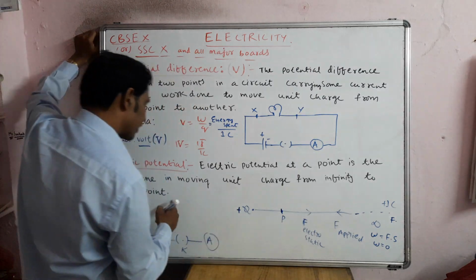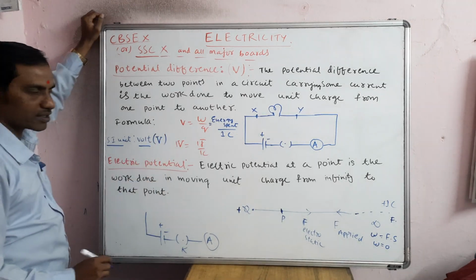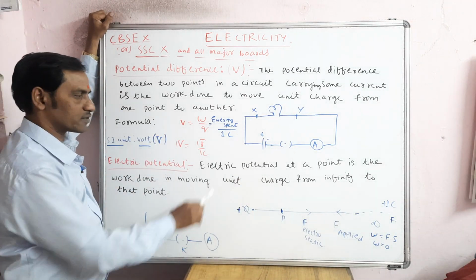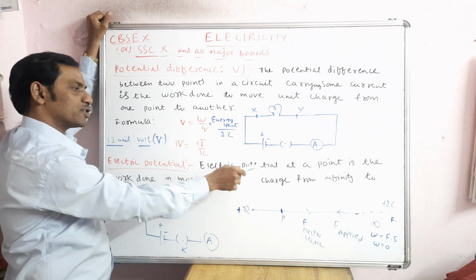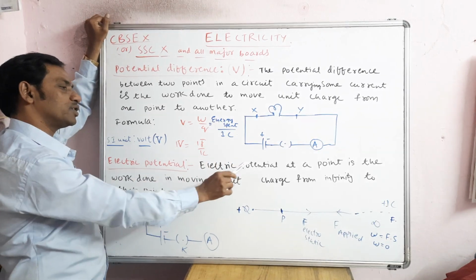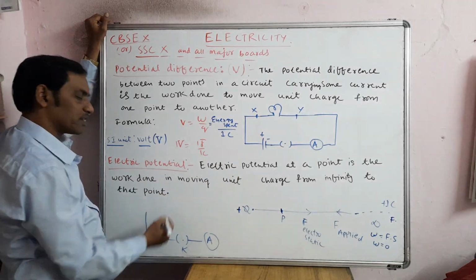So that is nothing but, again you can write it as a formula: V = W/Q. So work done in moving a unit charge. The definition you can say: the electric potential at a point is the work done in moving a unit charge from infinity to that point, okay. So in that way you can write.